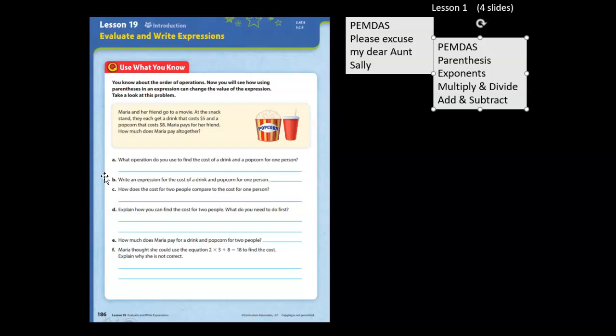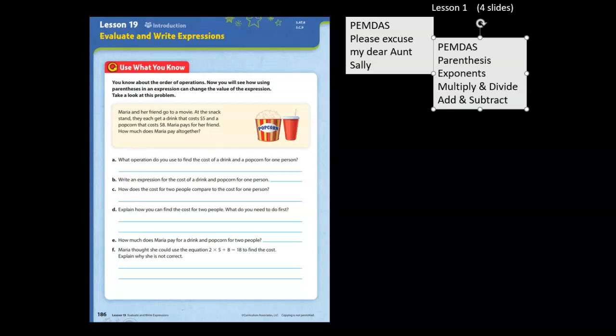E, how much does Maria pay for a drink and popcorn for two people? And F, Maria thought that she could use the equation 2 times 5 plus 8 equals 18 to find the cost. Explain why she is incorrect. So at this point, pause the video, go ahead and answer those, and then turn the video back onto play because I'm going to give you the answers now.